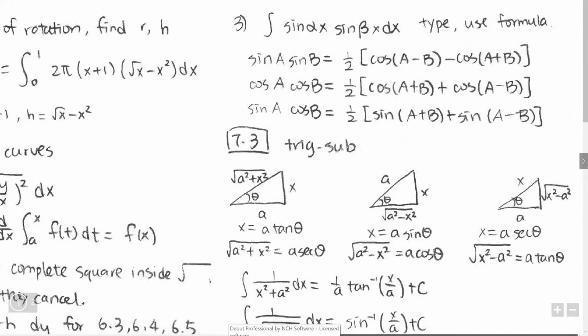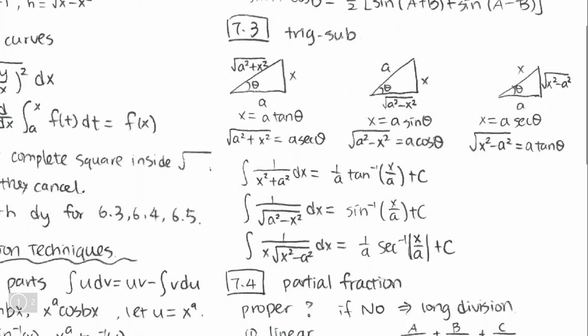The third type is when we have the integral of sine alpha x times sine beta x, or cosine alpha x times cosine beta x, or sine alpha x times cosine beta x. If I ask you a problem like this, the formula will be given. So what you do is use the formula, turn the products into sum or difference, and then you can just integrate them easily. All right, so that is 7.2, trig integrals.